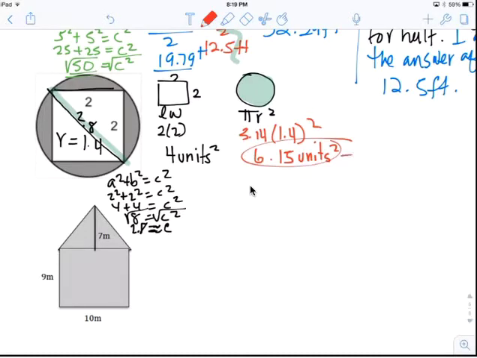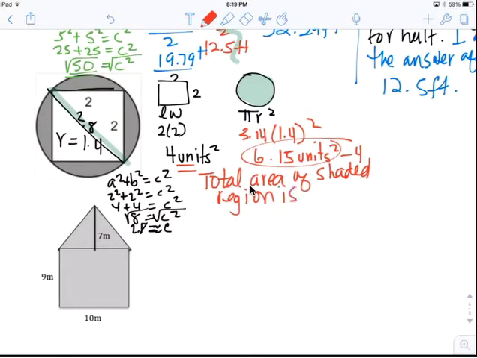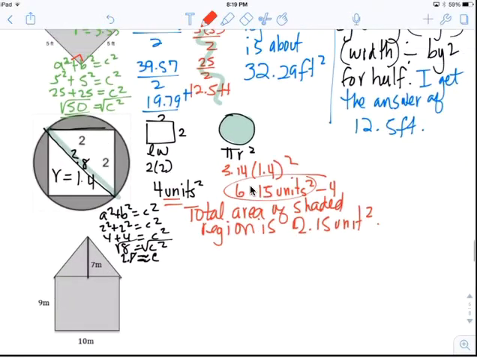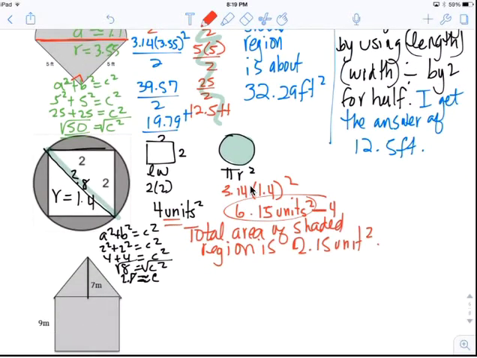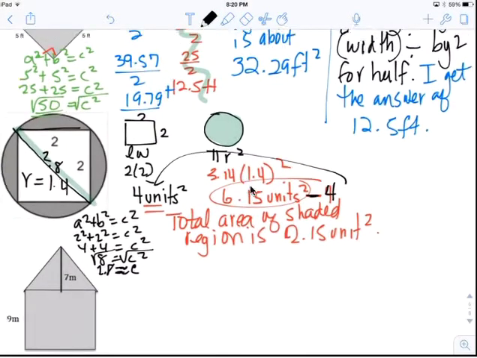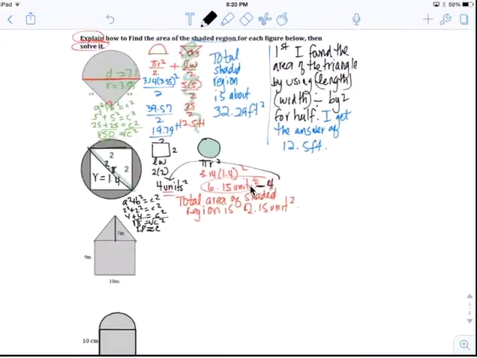Okay, we subtract 6.15 minus 4, you get the total area of shaded region is 2.15 units squared. Okay, we subtract 4 from this 6.15 over here. Okay, how do we solve this? Oh wow.